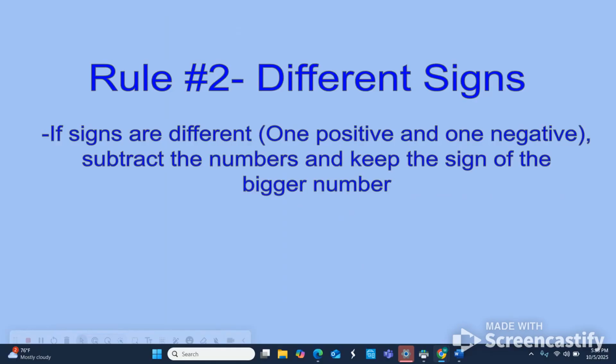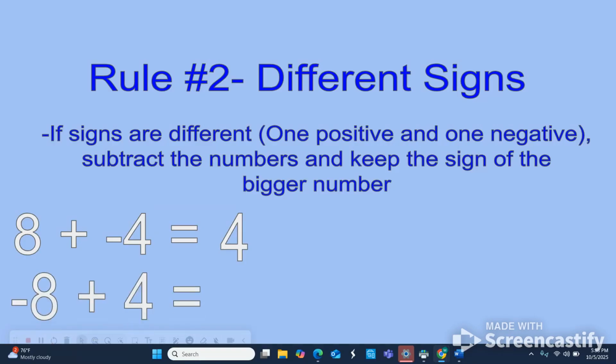of the bigger number. So for example, if we have 8 plus negative 4, one's a positive, one's a negative. Signs are different. So that means I'm going to subtract the 2 numbers to get 4. And then since the 8, the positive, is bigger than the negative, it's going to be positive 4. So 8 plus negative 4 is 4, because this means I'm going right 8, left 4. I'm going right more than I'm going left. So I have a positive 4 for an answer.